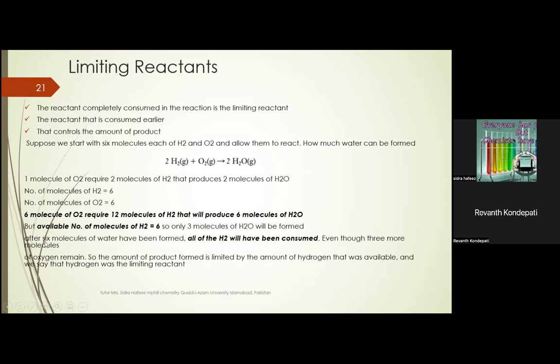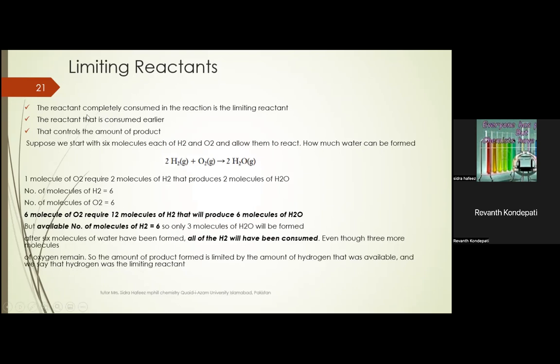After the formation of 6 molecules of water, all the hydrogen will be consumed, even though 3 more molecules of oxygen are left behind. Oxygen was in excess and hydrogen was in limited amount. So the amount of product formed is limited by the amount of hydrogen that was available. It was only 6. And we say that hydrogen was the limiting reactant because it limits the amount of product.